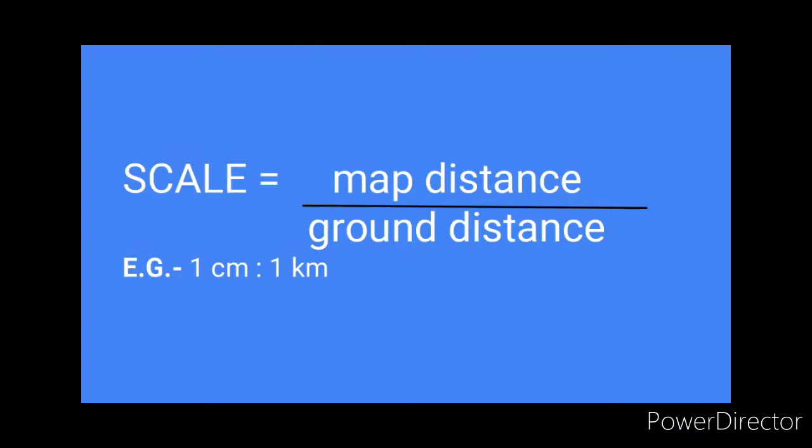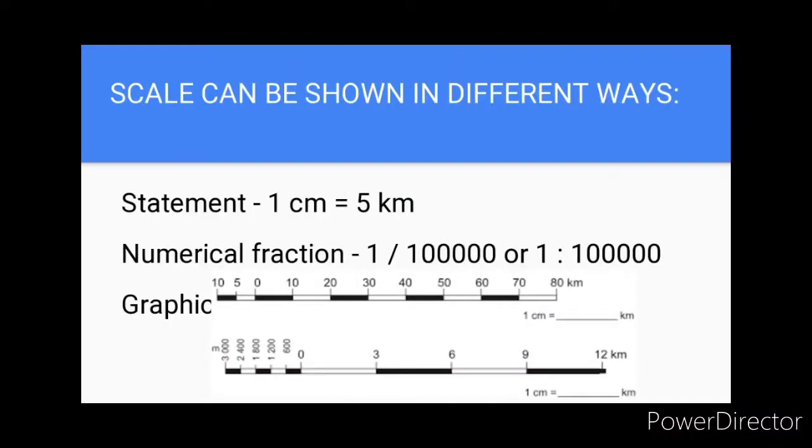Okay, and now we see that scales are represented in the following ways. We can write it in the form of a statement, which is 1 centimeter is equal to 5 kilometers, or 1 centimeter is equal to 2 kilometers. That is a statement, correct? Then it can also be represented using a numerical fraction. That means map distance upon ground distance. So 1 upon 1 lakh, or 1:1 lakh in the ratio format. And it is called representative fraction.